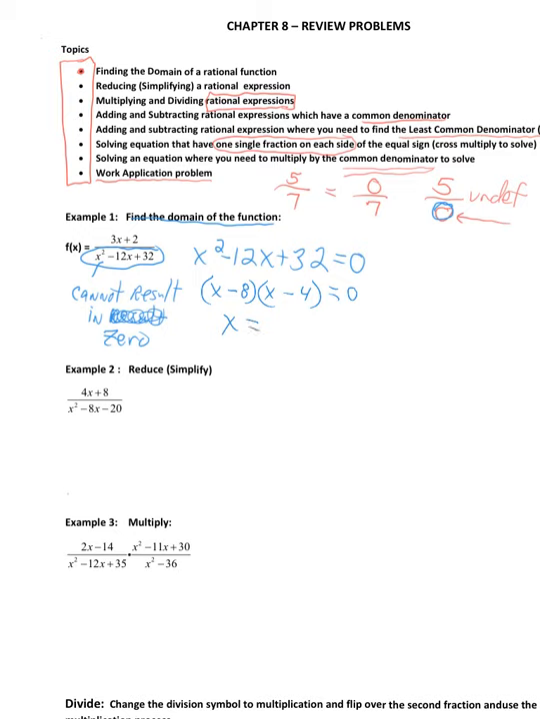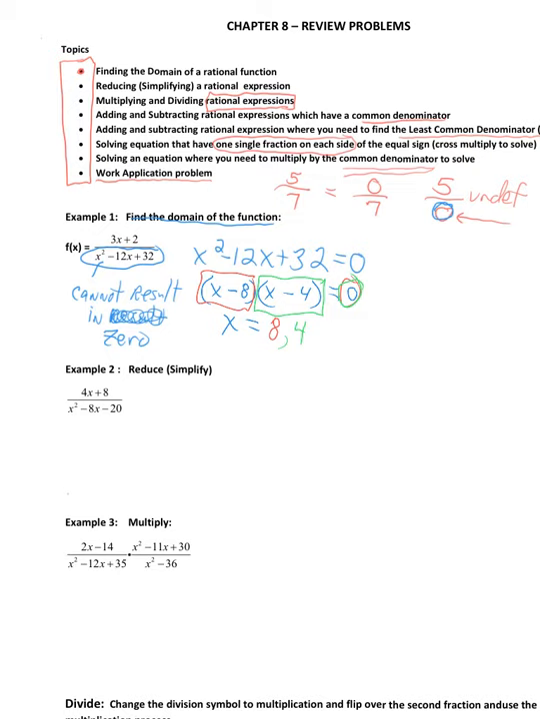Each parenthesis individually, if you remember, set equal to 0. When I set x minus 8 equal to 0, x equals 8, okay? And the second time around, I take x minus 4, and I set it equal to 0. And when I do that, x turns out to be 4. So when we're solving a quadratic, that's actually what we came up with, those two answers. However, these values make the denominator equal to 0.